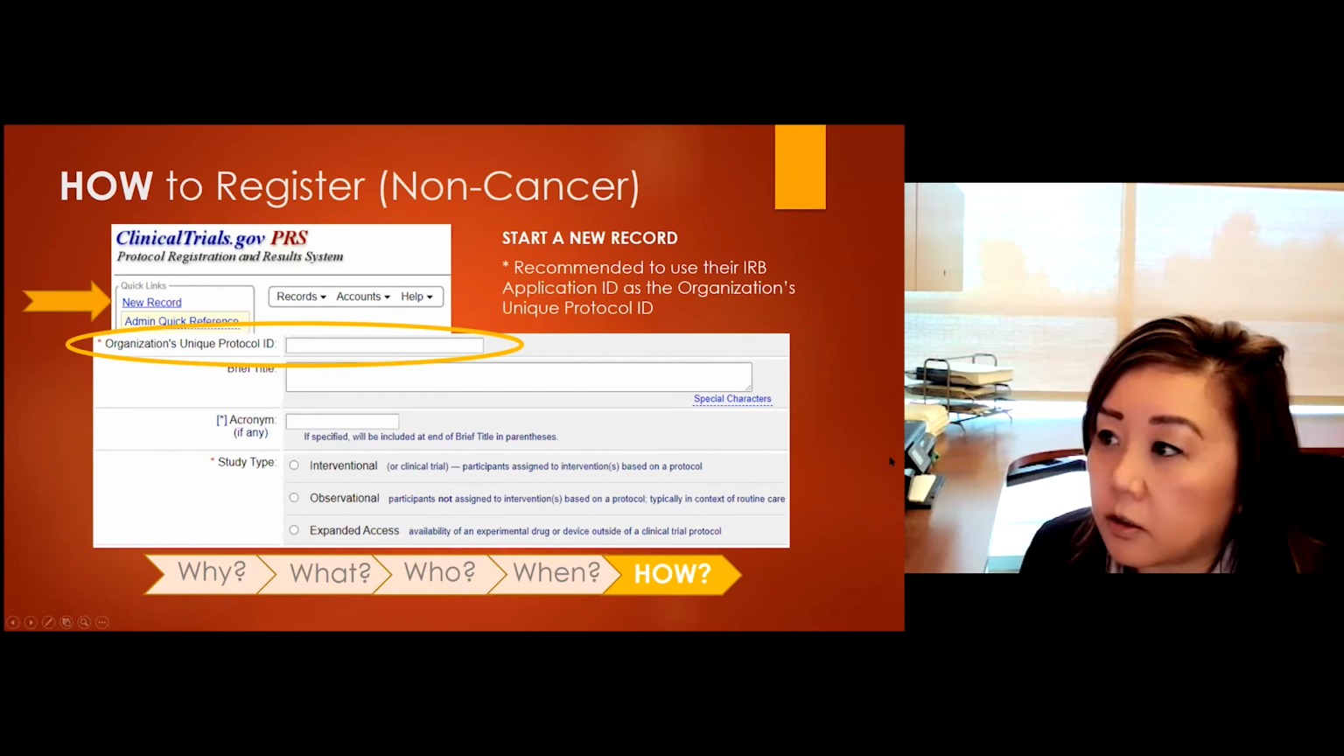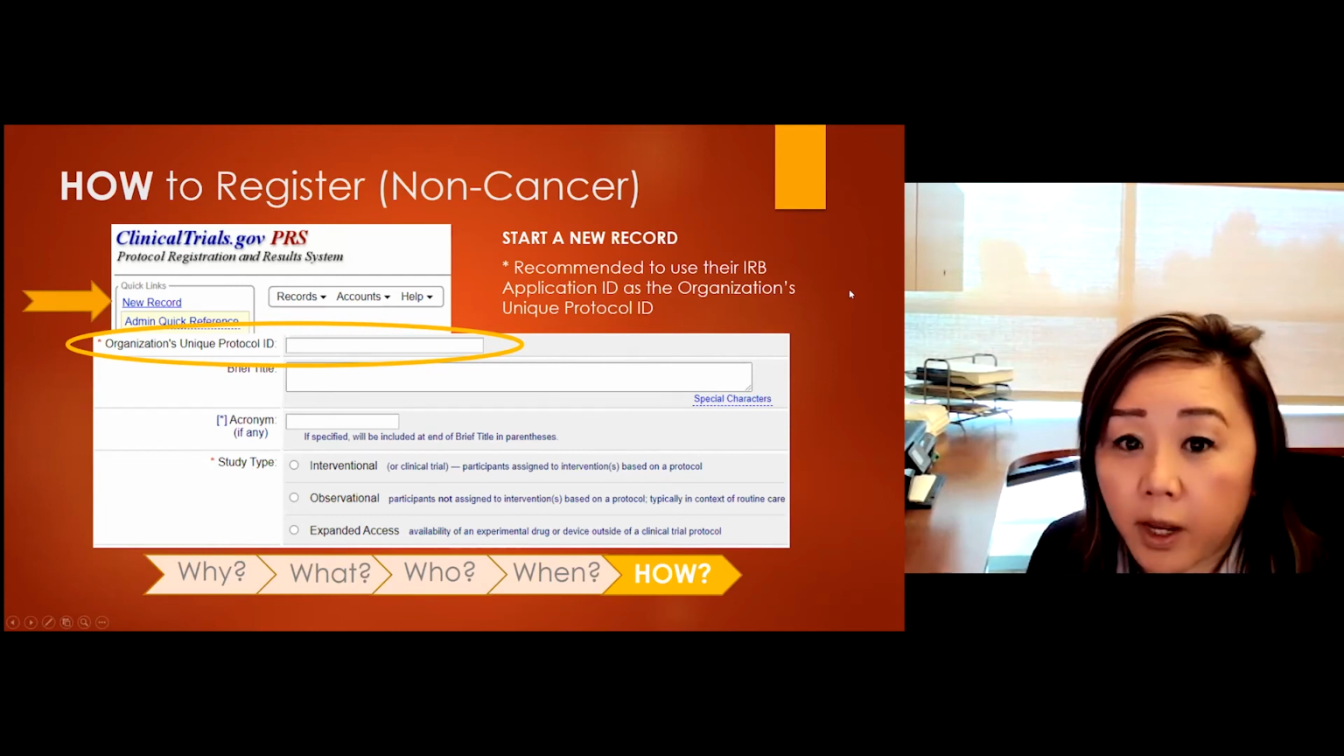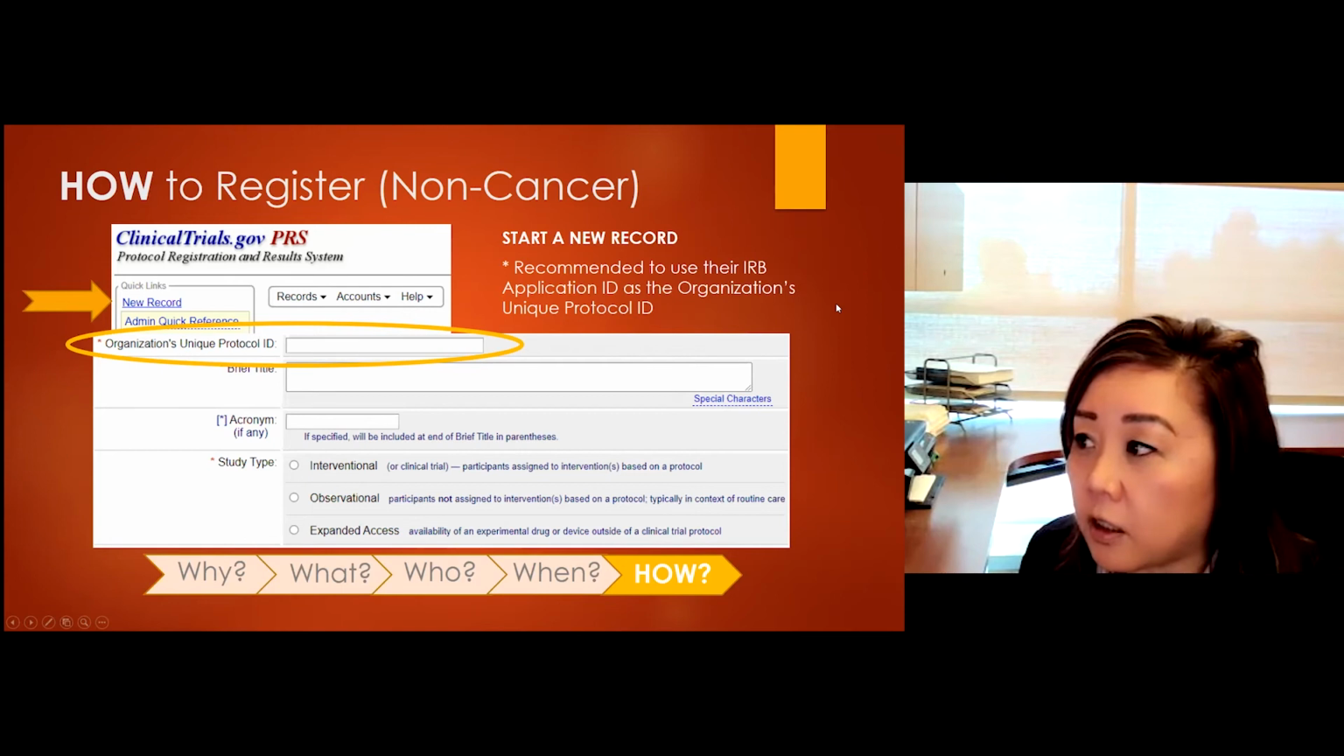And then this is just a question that often comes up for those non-cancer trials: what's the organization's unique protocol ID? There are no hard and fast rules. Some PIs may manage a number of studies and they may have their own unique name so that they could identify it. But in most cases, your IRB application ID can serve as this unique protocol ID.